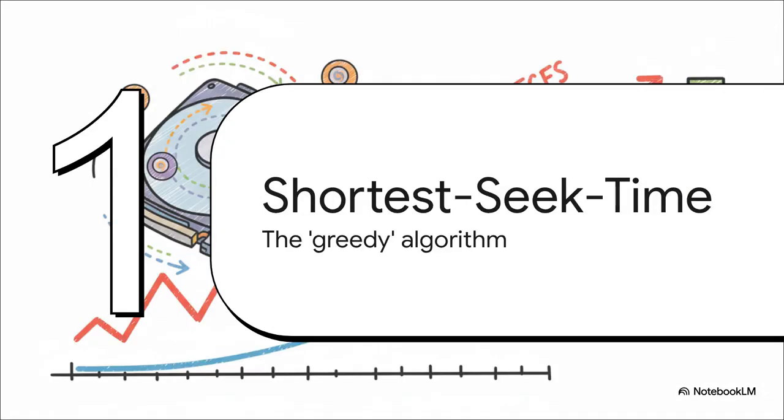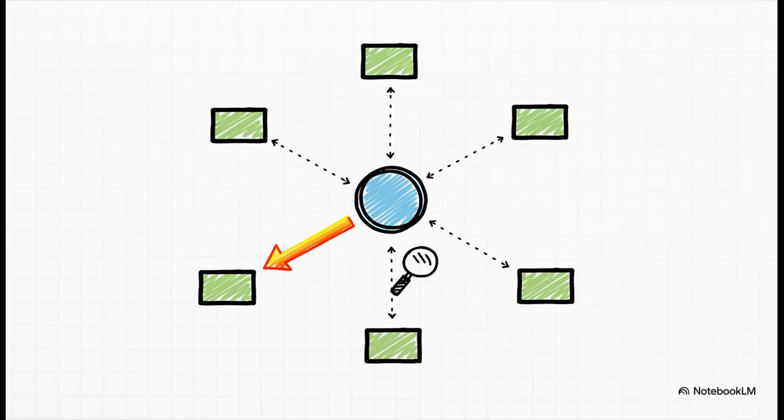Okay, next up, a much smarter strategy, shortest seek time first, or SSTF. This one always chooses the closest, easiest next step. You could call it the greedy algorithm. The logic here is pretty slick. From wherever the disk head is currently sitting, it scans the list of all pending requests and just picks the one that's physically closest, the one with the shortest seek time.